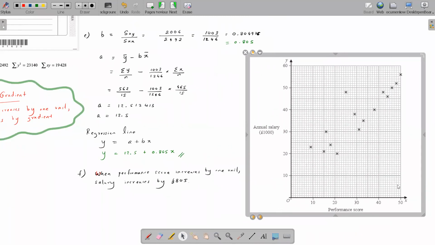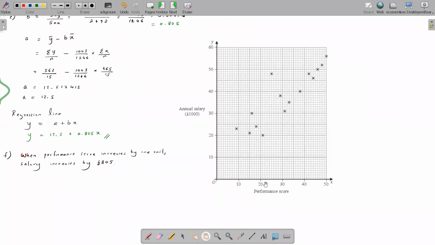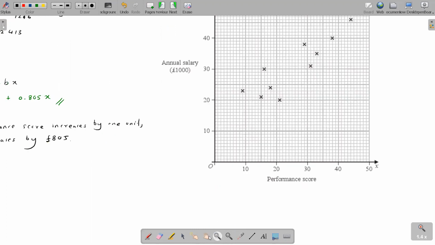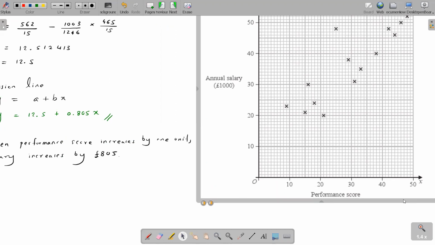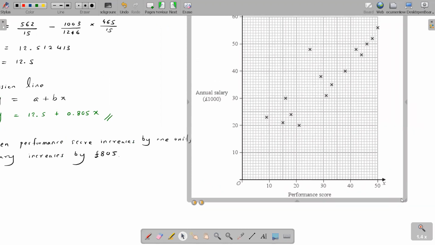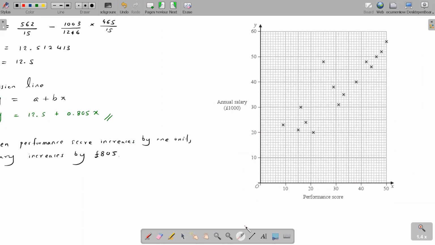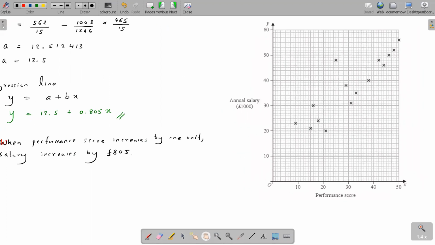It's a straight line, right? Your regression line is y equals 12.5 plus 0.805x. To sketch a straight line, all you need to do is get 2 or 3 coordinates. I think we can directly see the intercept. What's the intercept? y equals mx plus c, right? y equals 12.5 plus 0.805x. The intercept is directly 12.5, so we can mark 12.5 here.